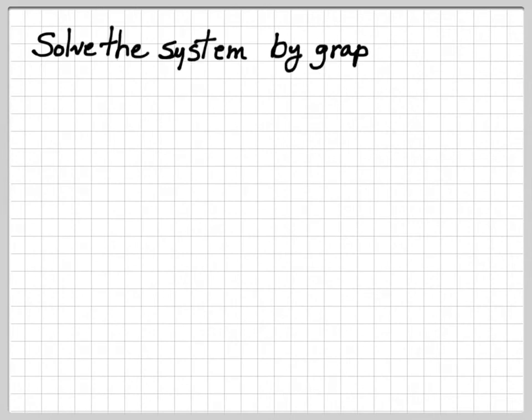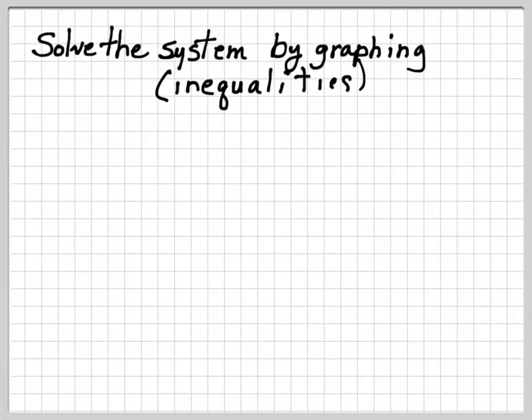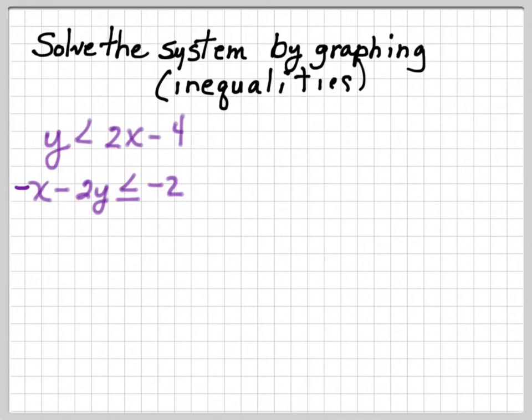Okay. Let's solve some system inequalities by graphing. All right, here are my two equations. y is less than 2x minus 4, and negative x minus 2y is less than or equal to minus 2.